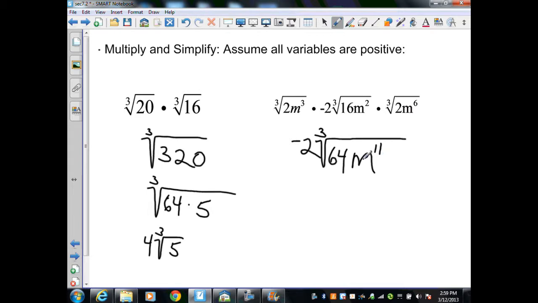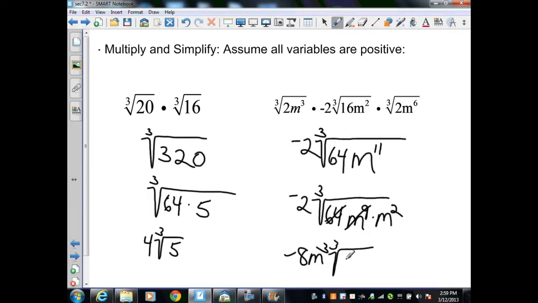Now I'm going to simplify in the interior. That gives me a negative 2 cube roots of 64 m to the 11th. And remember, I need to have my exponent divisible by my index. The closest one to 11 would be 9, so that would be m to the 9th times m squared, the product of which is m to the 11th. Now let's simplify. The cube root of 64 is 4. 4 times a negative 2 is a negative 8. The cube root of m to the 9th is m cubed, and what's left on the interior is m squared. So my solution is a negative 8m cubed times the cube root of m squared.